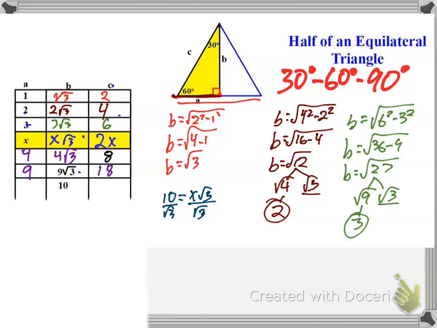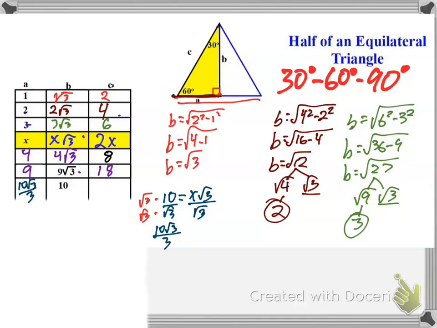Again, you can't have the square root in the denominator. We've got to move that up. We've got to rationalize that denominator. So what we're going to do is we're going to multiply top and bottom by the square root of 3. So 10 times the square root of 3 is 10 square roots of 3. And square root of 3 times the square root of 3 is 3. So we've got this lovely little fraction. Does it simplify? No, 10 doesn't divide by 3. So our answer is 10 square roots of 3 over 3. So that's x. That's our short leg.